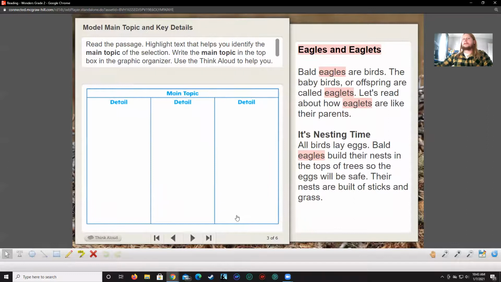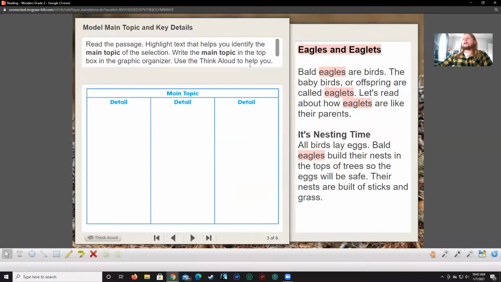And then we'll discuss. Bald eagles are birds. The baby birds or offspring are called eaglets. Let's read about how eaglets are like their parents. It's nesting time. All birds lay eggs. Bald eagles build their nests in the tops of trees so the eggs will be safe. Their nests are built of sticks and grass.